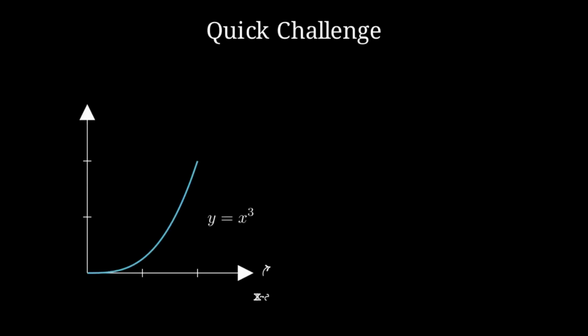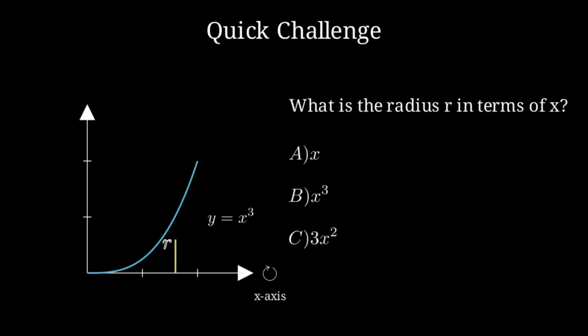Before we finish, let's test your intuition. If we rotate the curve y equals x cubed around the x-axis, what is the radius r used in our formula? Since the radius is the vertical distance to the x-axis, the answer is the function itself, x cubed.